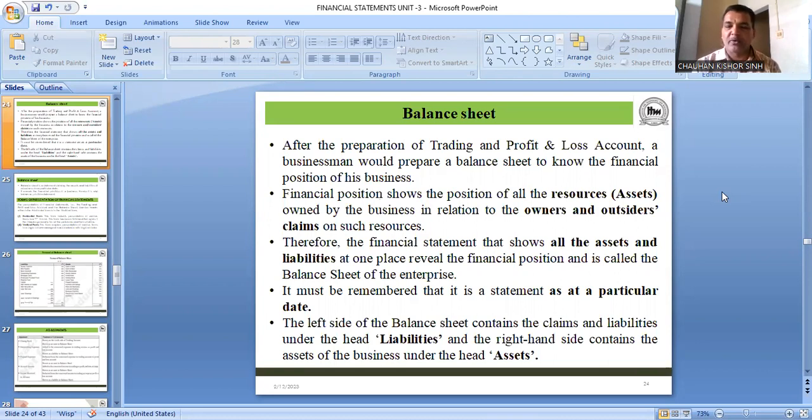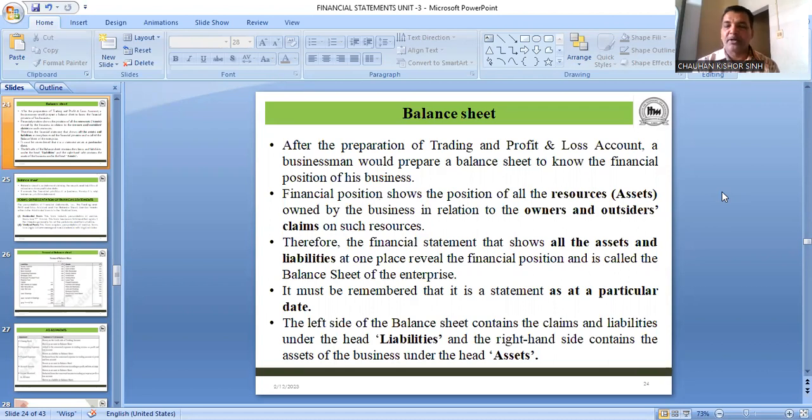In the trading account, we record all the expenses related with production and purchase. Whereas in the profit and loss account, we record all the indirect expenses, all the office expenses, all the selling expenses, and all the financial charges. Expenses related to the bank and expenses related with the borrowing of money are recorded in the profit and loss account. The trading account gives the result known as gross profit or gross loss. The profit and loss account gives the result known as net profit or net loss.